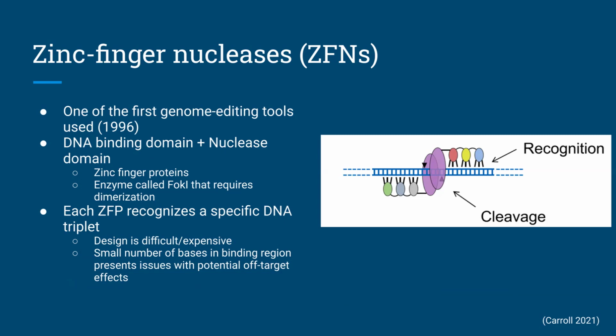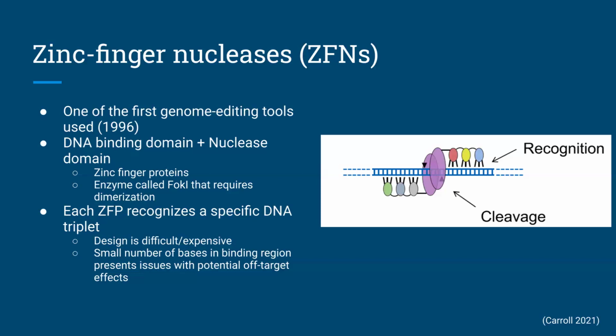Now the great part of it is that it described a general concept, and it worked, but it wasn't perfect. It was pretty difficult to design and expensive to make because each ZFP, or zinc finger protein, recognizes a specific DNA triplet. You can see that in the image up there, right? You have 3 ZFPs per side, and each of them recognizes a triplet of nucleotides.